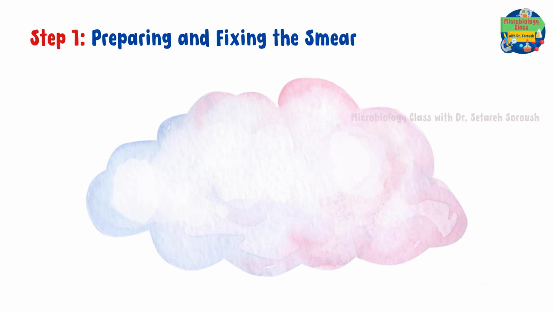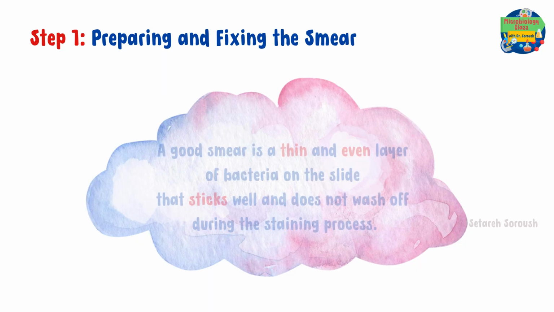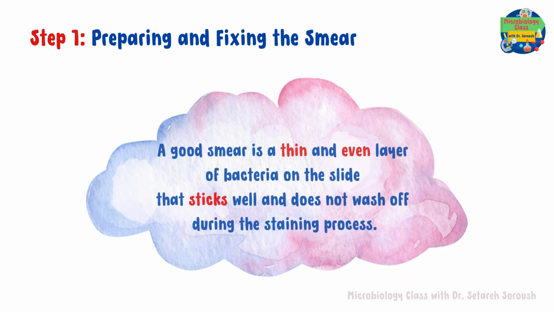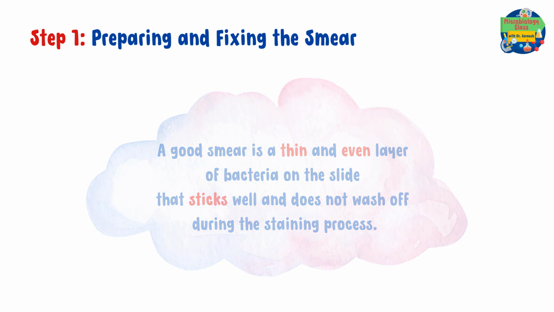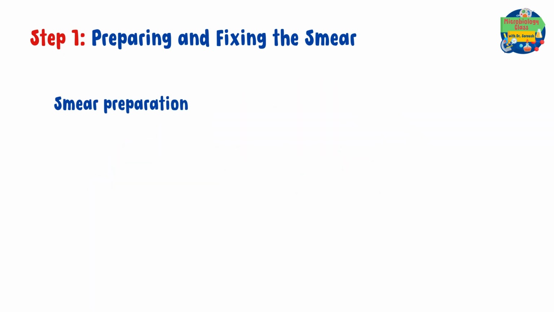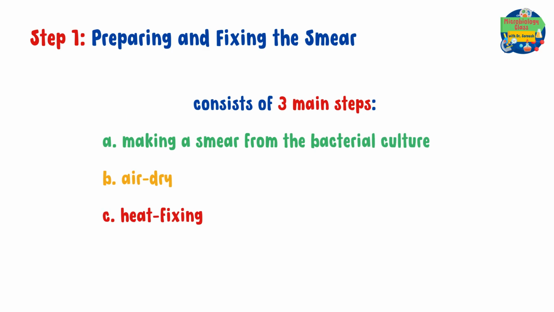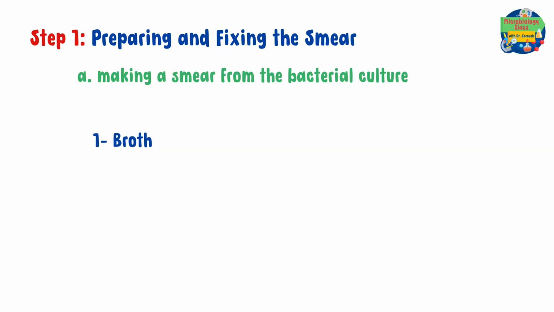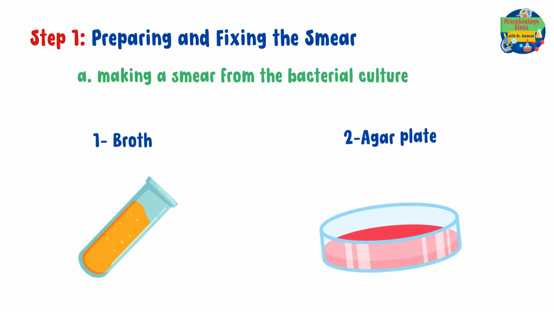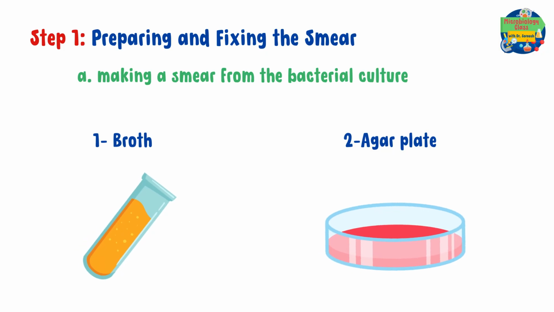Step 1, preparing and fixing the smear. A good smear is a thin and even layer of bacteria on the slide that sticks well and does not wash off during the staining process. Smear preparation consists of 3 main steps. First, making a smear from the bacterial culture. Then, air drying. And finally, heat fixation. Of course, the way smears are prepared from liquid and solid media is a little different.